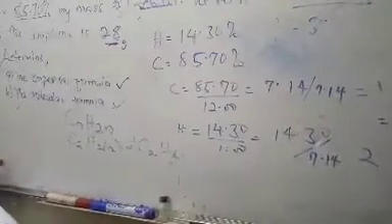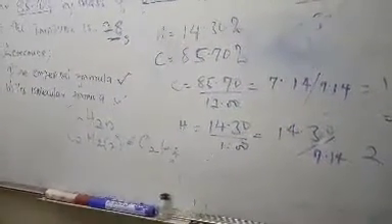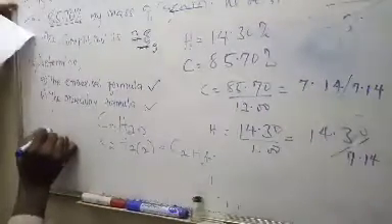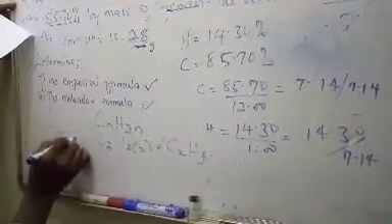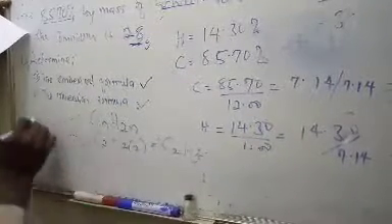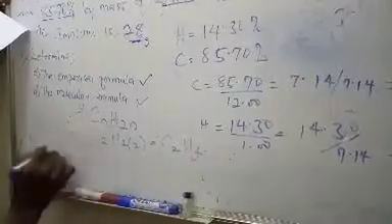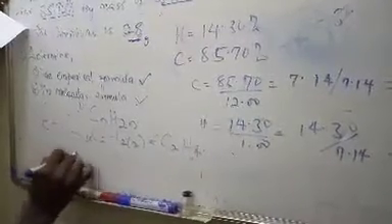We are expected to draw the structural formula. The structural formula is the structure, the outlook of this compound. It has a double bond between the two carbons, and the hydrogens attached: hydrogen, hydrogen, hydrogen, hydrogen. This is the structural formula of ethene.